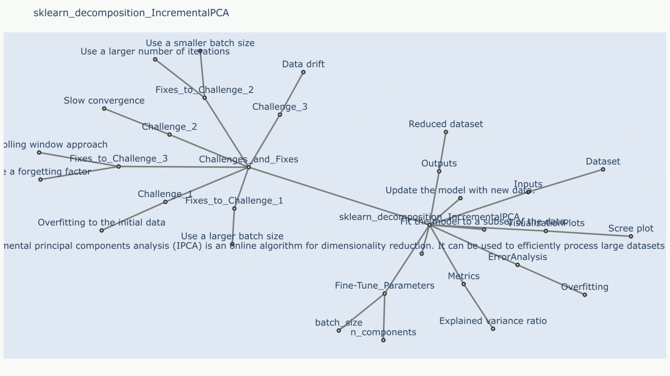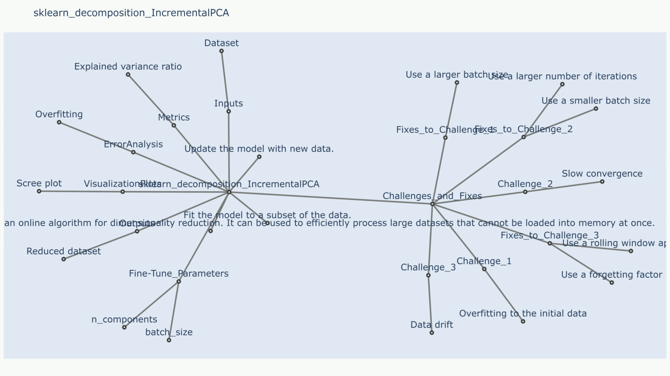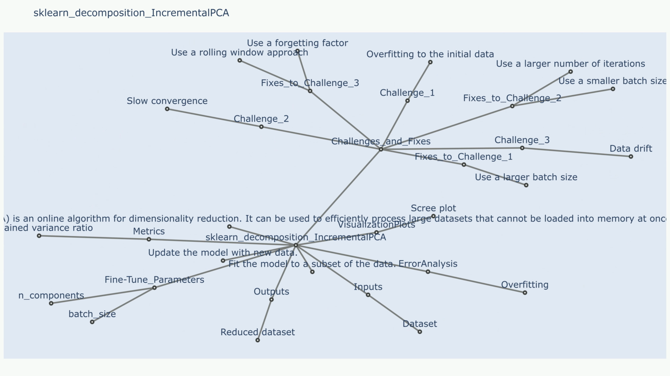Steps. The algorithm first initializes the principal components using a small initial batch of data. Subsequent batches of data are then processed one by one. For each batch, the algorithm updates the principal components based on the new data. The update process involves calculating the covariance matrix for the current batch, then updating the eigenvectors and eigenvalues of the covariance matrix. This process continues until all data has been processed.